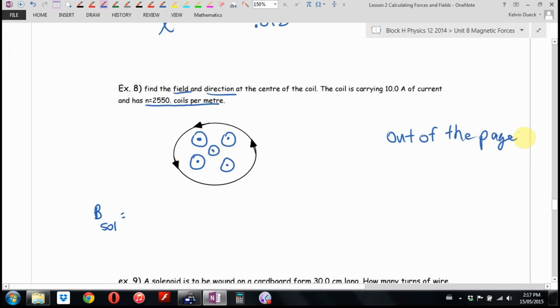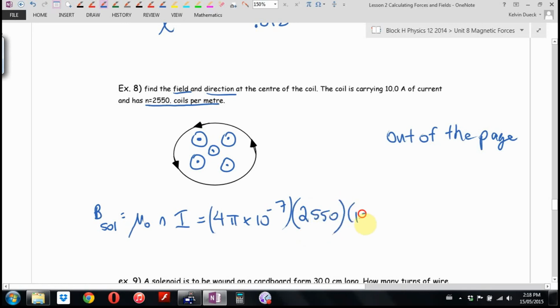How big? Now, if you started out going very quickly, you'd notice no L. They didn't tell me the total length. Or you could cleverly say per meter, maybe L is 1, which is really kind of what we're saying. Here, I gave you the number of turns per meter. We have to use the second one, little n times I. It's going to be 4 pi times 10 to the negative 7, 2,550 turns per meter, times 10 amps. How big a magnetic field will this create?